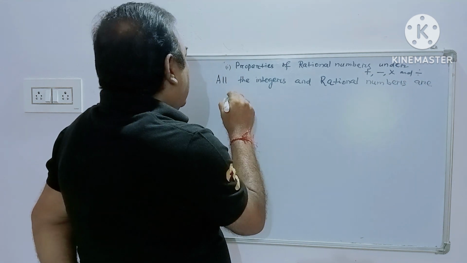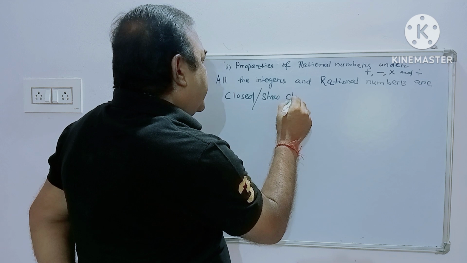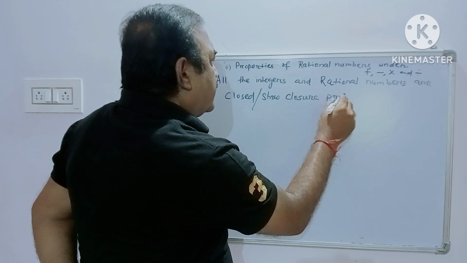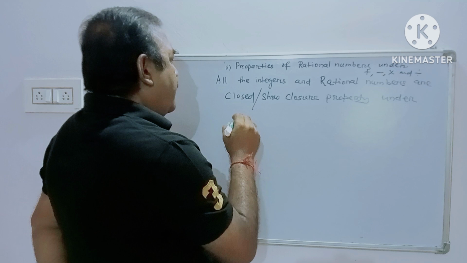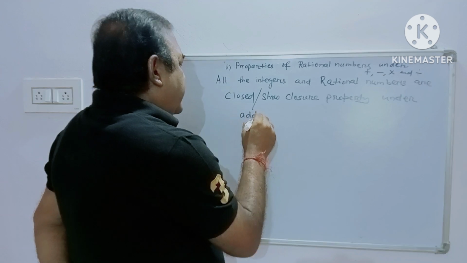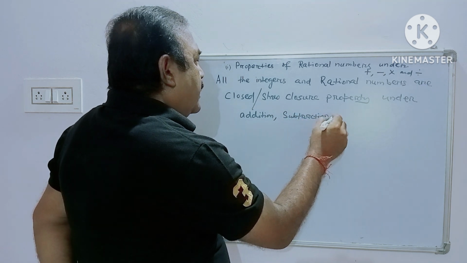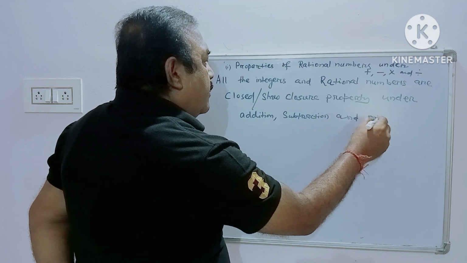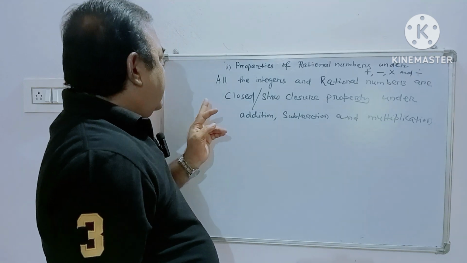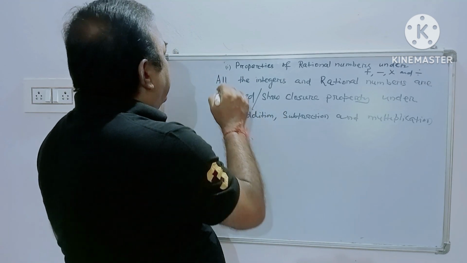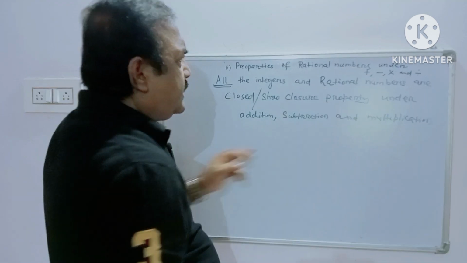are closed, or so closure property, under which operations, which basic operations? Under addition, subtraction and multiplication. So it is for the closure property. All the integers, you remember, all this all is important. Why? I will discuss. Division is not taken here for the closure property, this operation.